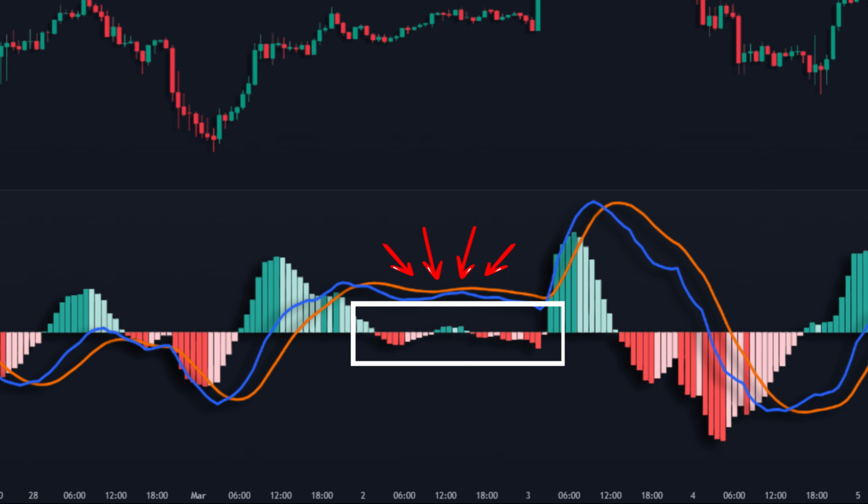See that? They're almost touching. Do you see how the two MACD lines are almost flat and practically touching each other? This is our MACD setup.